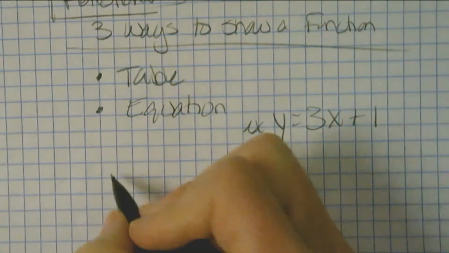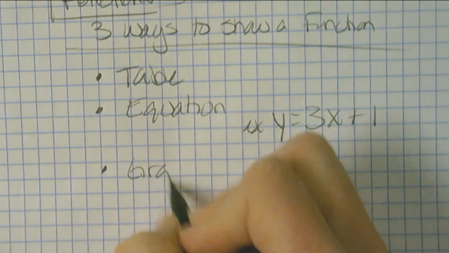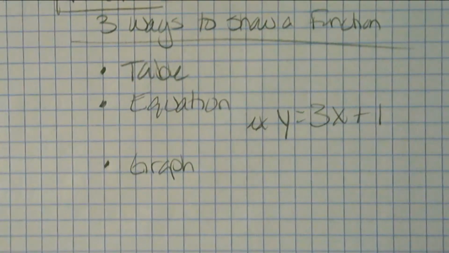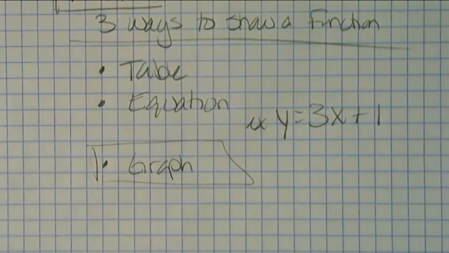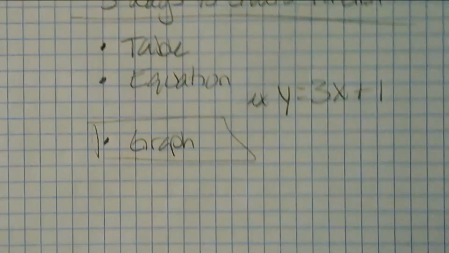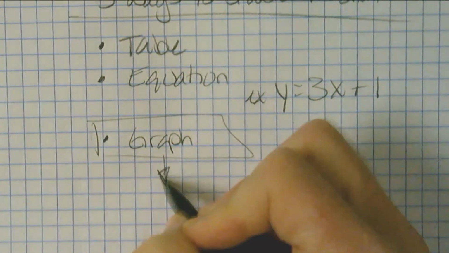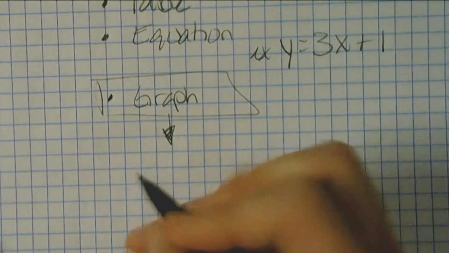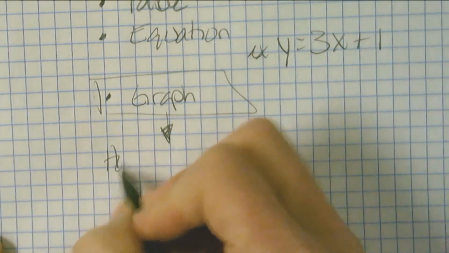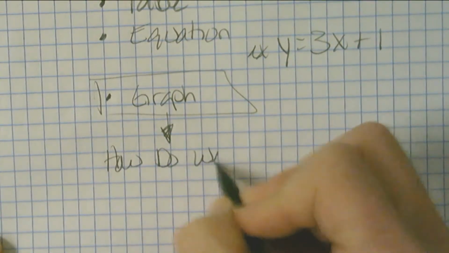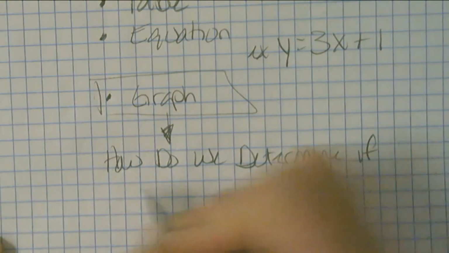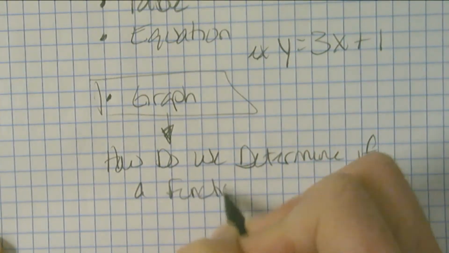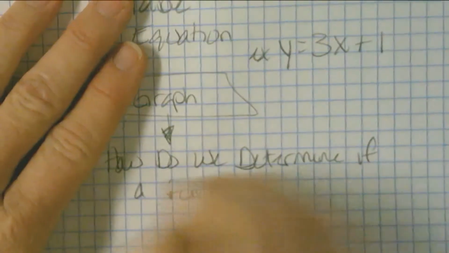And the other way to see one is a graph. I want to talk about a graph right now. All right, we want to figure out how from a graph we can determine if we have a function. All right, so how do we determine if a graph is a function?